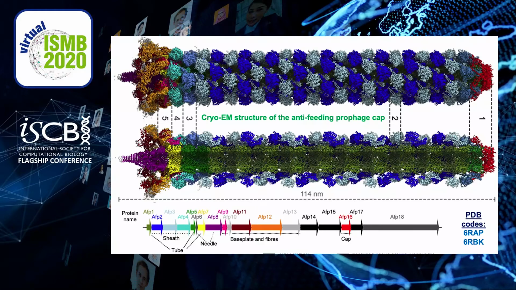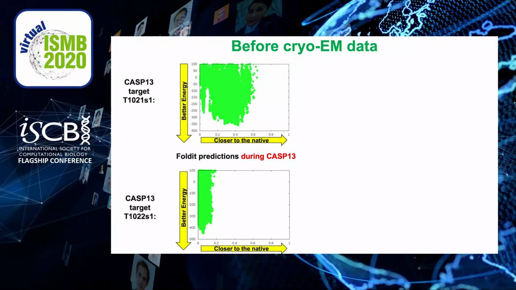As you can see in their beautiful figure here, this particular protein complex has many different subunits. It became quite clear that without the cryo-EM data, the players were unable to get anywhere near the native. On these plots here, the further you are to the right, the closer you are to the correct solved structure. The lower you are on a plot, the better your Rosetta energy and better the Foldit score.